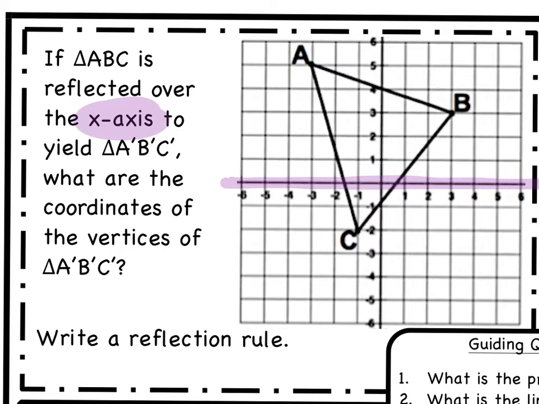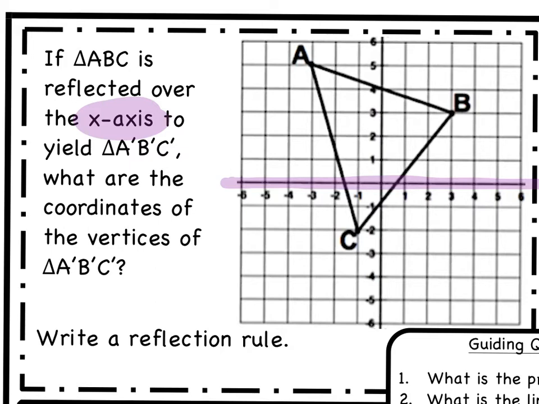What we want to do is find the new coordinates of triangle A prime, B prime, C prime. Now remember yesterday we talked about the prime notation. Remember that little apostrophe or prime notation means that a reflection or some other transformation has taken place. It can be any one of our transformations. So let's go ahead and reflect this figure here.